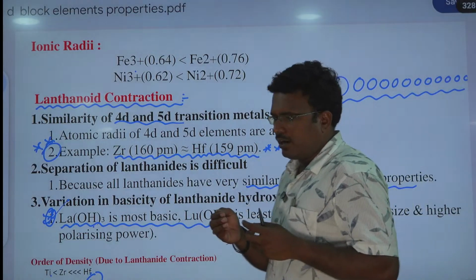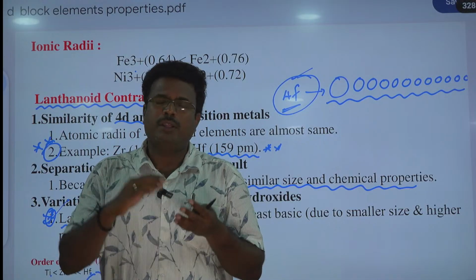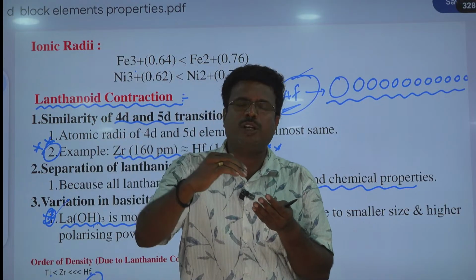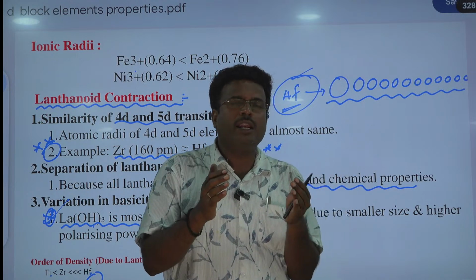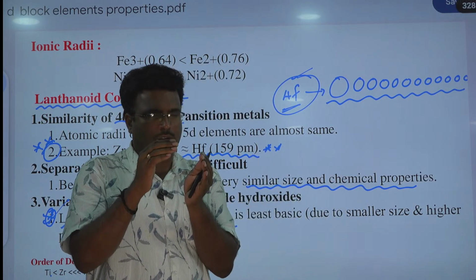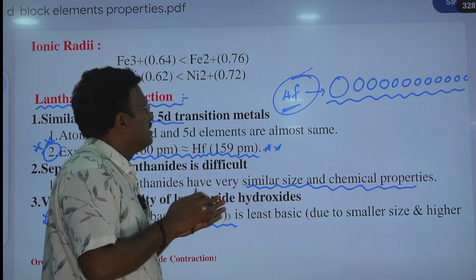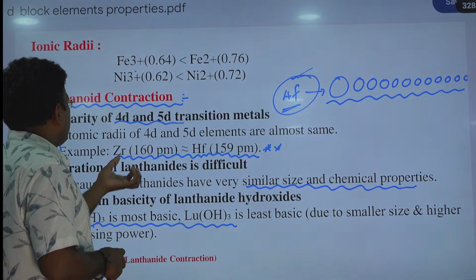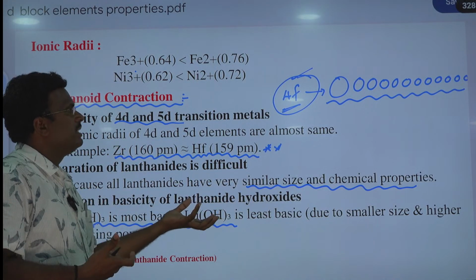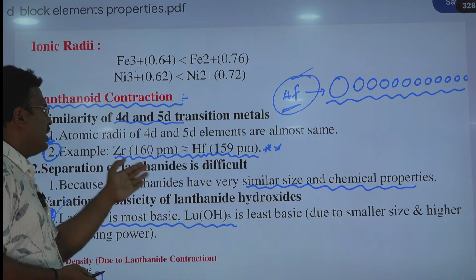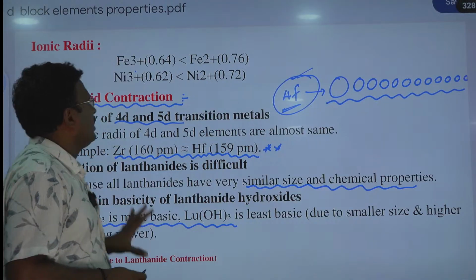Very important: the lanthanide contraction. Whenever outermost electrons enter the f orbital, what happens? Those electrons are attracted to the nucleus, meaning the nuclear charge increases. So finally the size of the atom or element reduces. Such an element has a smaller size, more density, and also less basic nature. That is the most important thing in the lanthanide contraction.